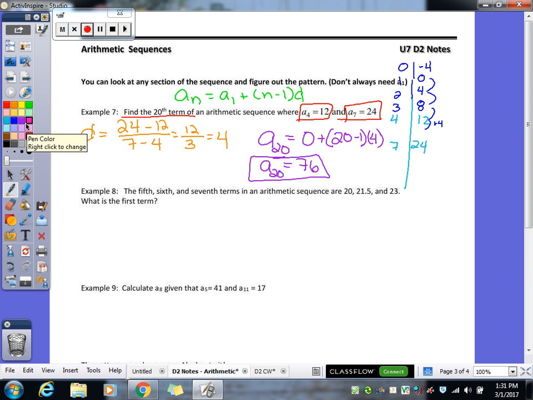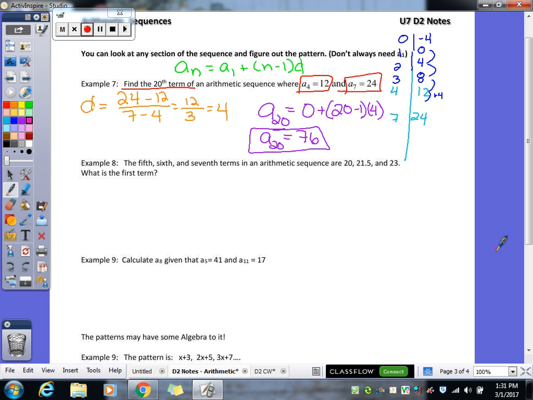All right, example 8. The 5th, 6th, and 7th terms in a sequence are 20, 21 and a half, and 23. What is the first term? Again, another way for us to work through this is first term, second, third, fourth, 5th is 20, 6th is 21 and a half, 7th is 23. What's our common difference to get from the 5th to the 6th and then the 6th to the 7th? 1.5.